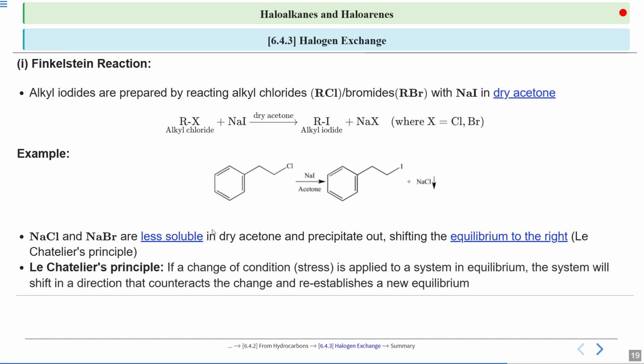So what is Le Chatelier's principle? If a change of condition, or any stress or pressure, is applied to a system in equilibrium, then the system will shift in the direction that counteracts the change you are making from the outside, and reestablishes a new equilibrium. According to this, sodium chloride and sodium bromide, because they are less soluble in dry acetone, precipitate out and shift the equilibrium to the right, towards the formation of the desired product, alkyl iodide, in the Finkelstein reaction.